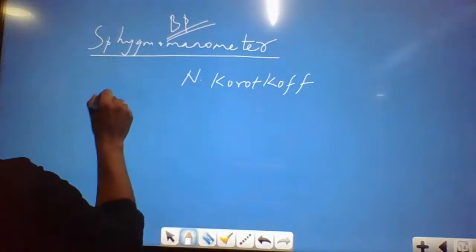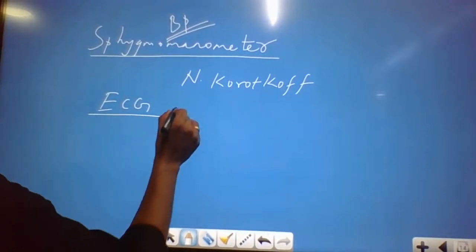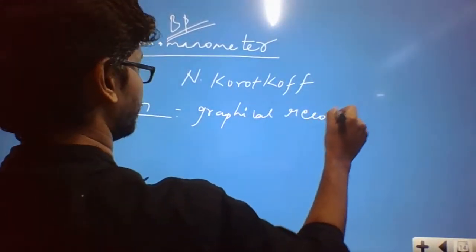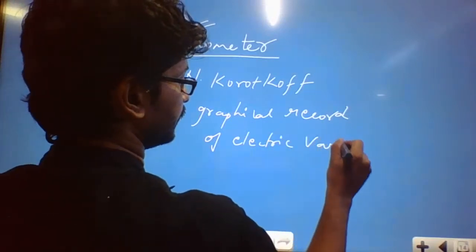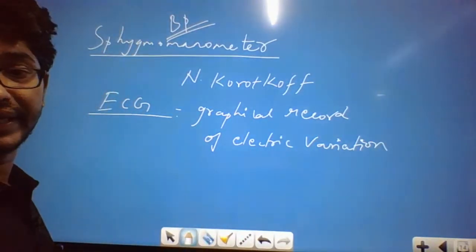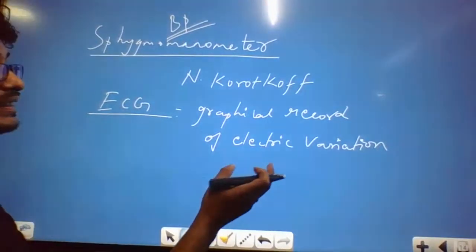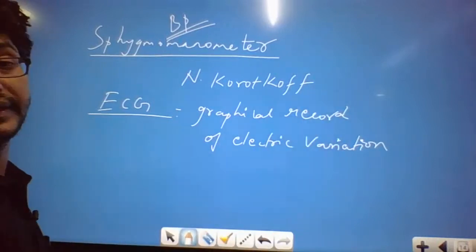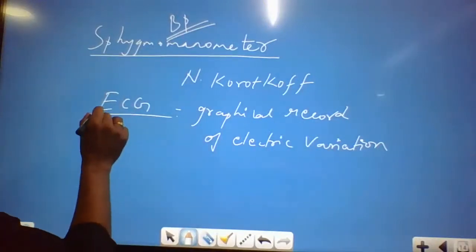Fine. Along with this, we have something called ECG. What is the significance of ECG? ECG is a graphical record of electric variation. How is this electric variation produced? When the normal beating of the heart occurs, it leads to electrical variation. This can be recorded in a graphical manner by means of the electrocardiograph.